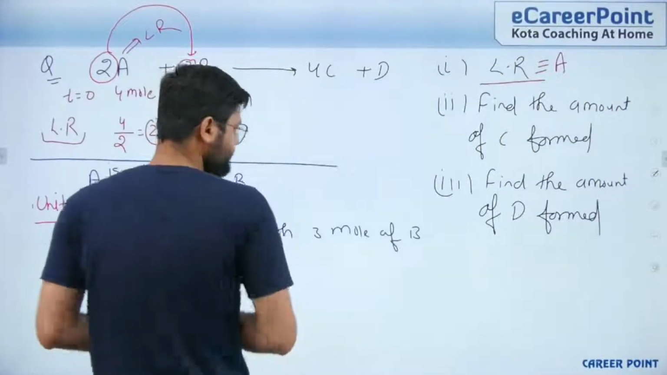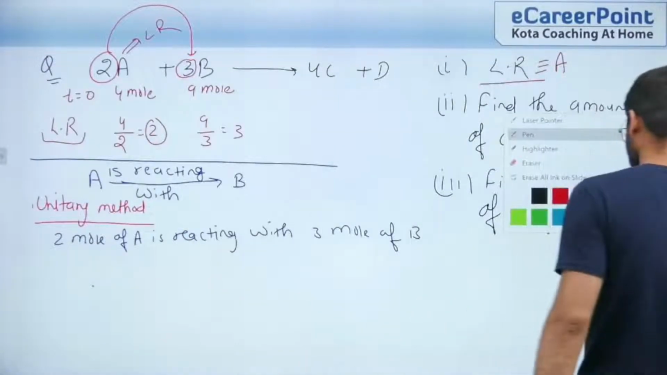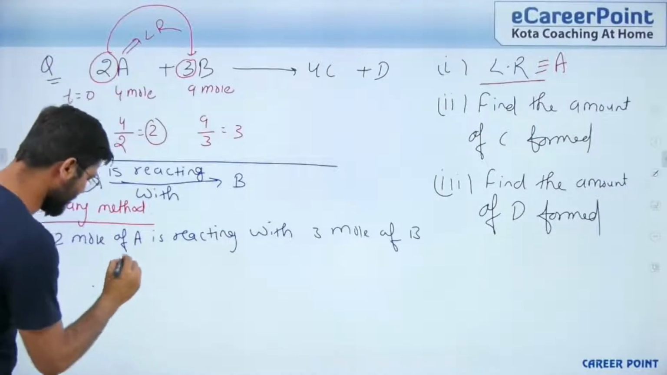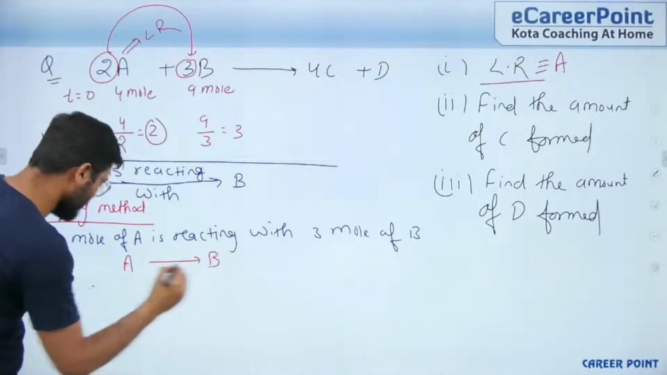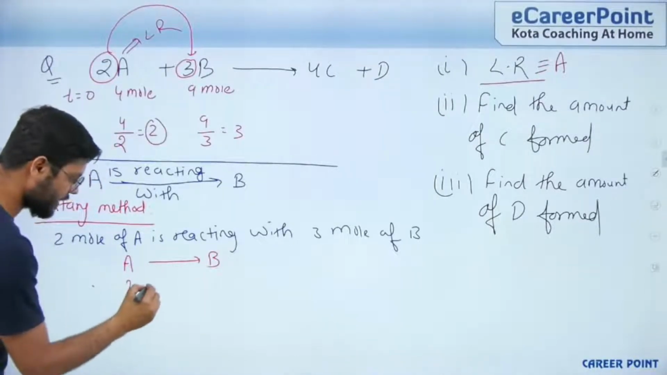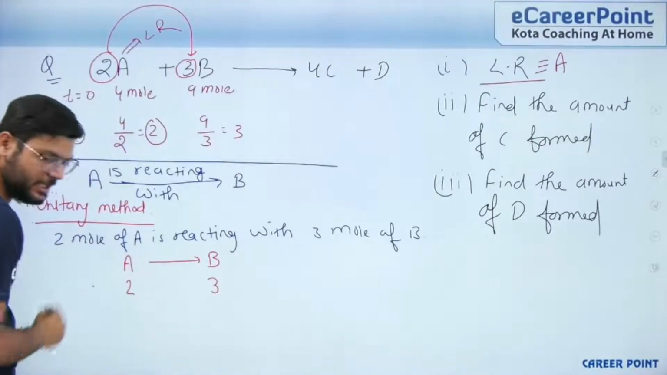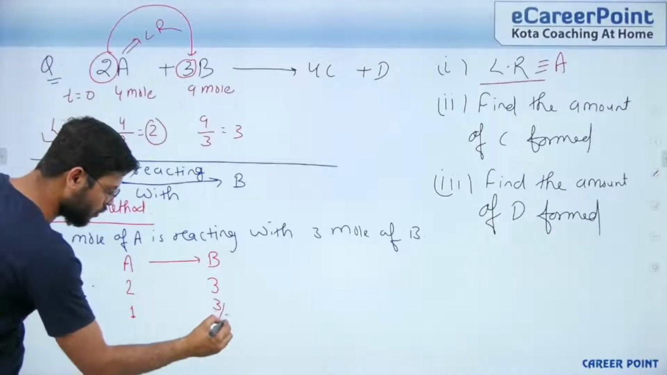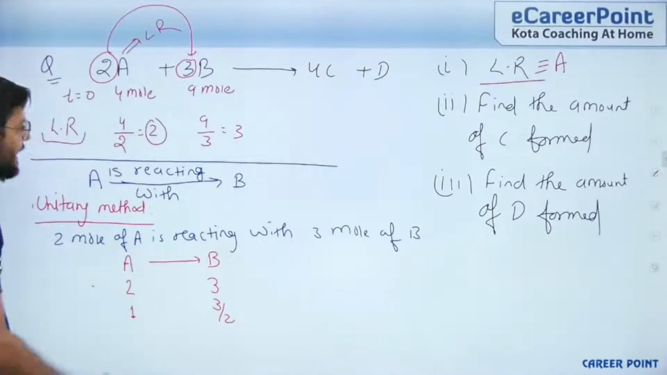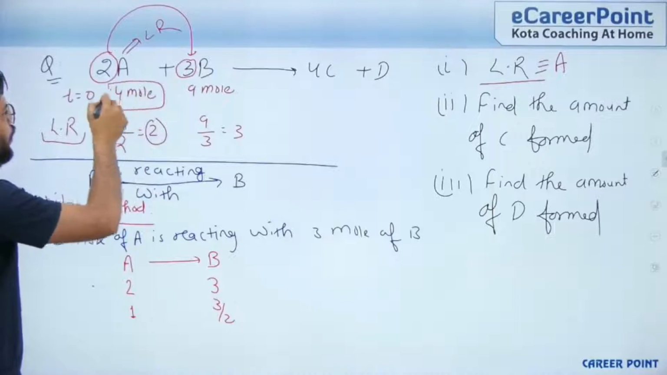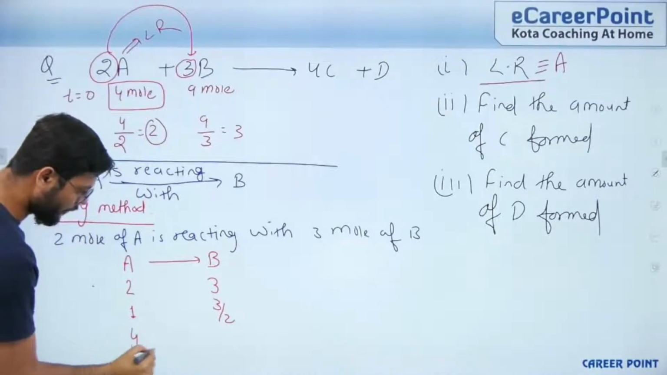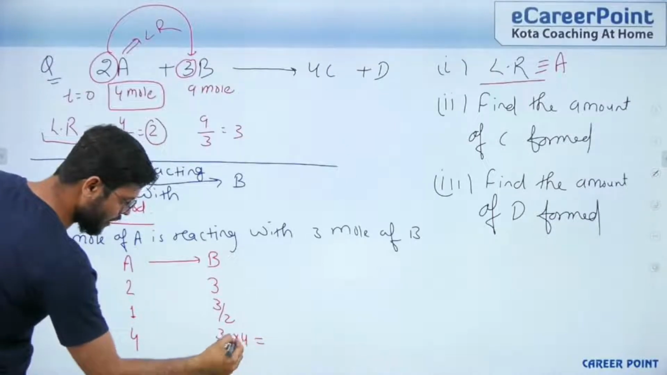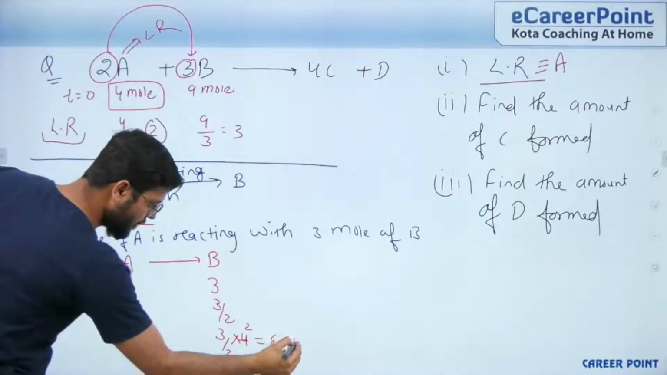Now I can write it in this way. A to B: 2 mole of A require 3 mole of B. So 1 mole of A will require 3 by 2 mole of B. And how many mole do I have? I have 4 mole of A. So 4 mole of A will require 3 by 2 into 4, which is equal to 6 mole.